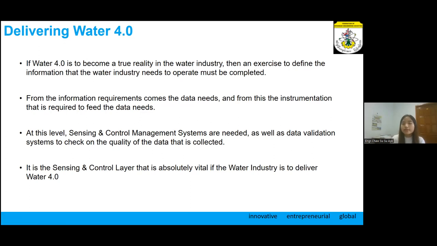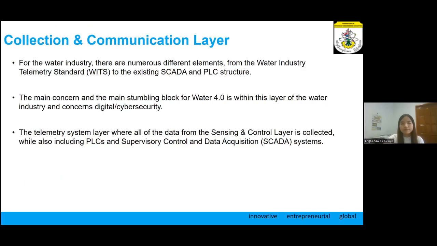So it is the sensors and control layer that is absolutely vital if the water industry is to deliver Water 4.0. For the water industry, there are numerous different elements, from the water industry telemetry standard to the existing SCADA and PLC structure. The main concern and the main stumbling block of Water 4.0 is within the layer of water industry and concern digital cyber security.